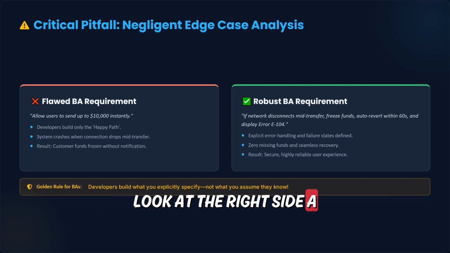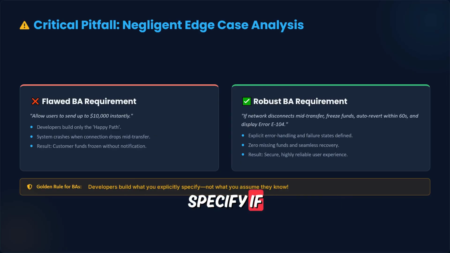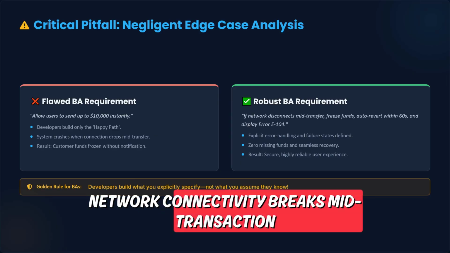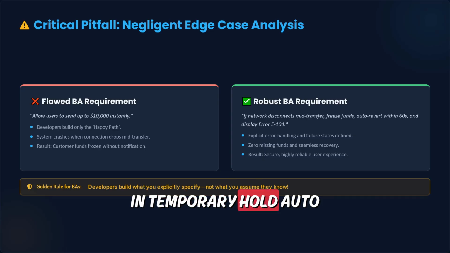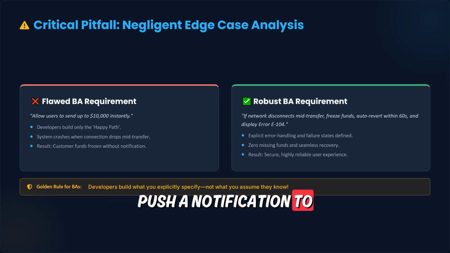Now look at the right side. A skilled business analyst maps out edge cases, the abnormal or error conditions. You specify if network connectivity breaks mid-transaction, place funds in temporary hold, auto-revert within 60 seconds, and push a notification to the user.